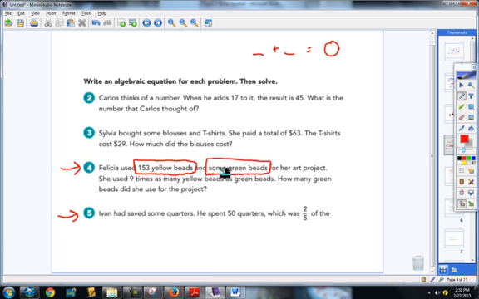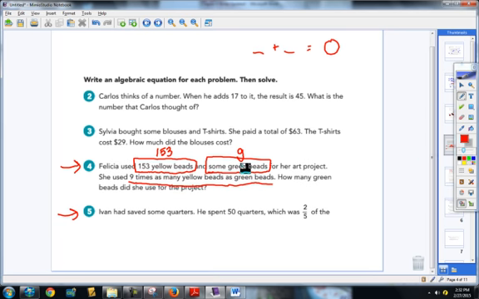So again, whenever you see that unknown amount, we don't know that amount, we'll just say G for green beads. Okay, so we got these numbers. Try to put them all into place here in a minute. So she used 153 yellows, and we don't know how many greens. She used 9 times as many yellow beads as green beads. How many green beads did she use for her project?